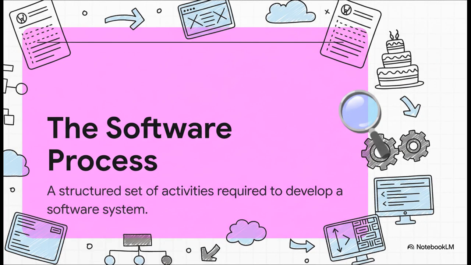So what is it really? Well, a software process is, pretty simply, a structured set of activities you need to do to develop a software system. Think of it like a recipe. It lays out the ingredients you're going to need and the exact steps to follow to bake the cake, or, in our case, to build some awesome software.